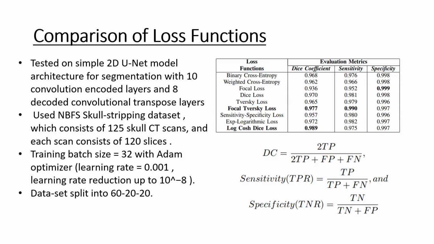We can see that focal Tversky loss performs well on dice coefficient, with the log cosh dice loss performing the best on it. It also performs good on the sensitivity, and on specificity, the focal loss is the best.